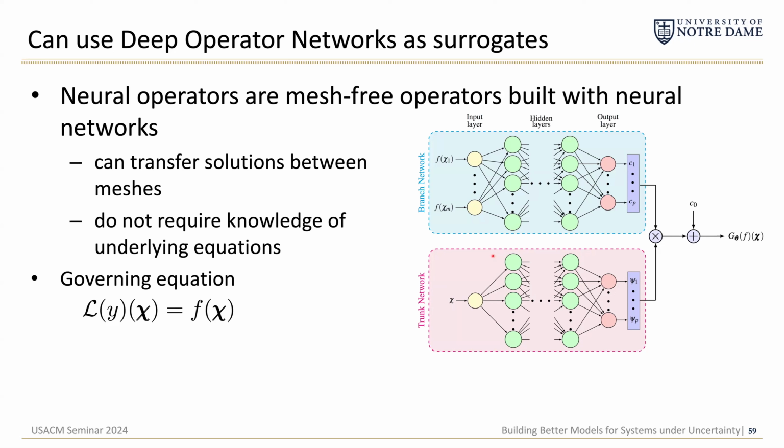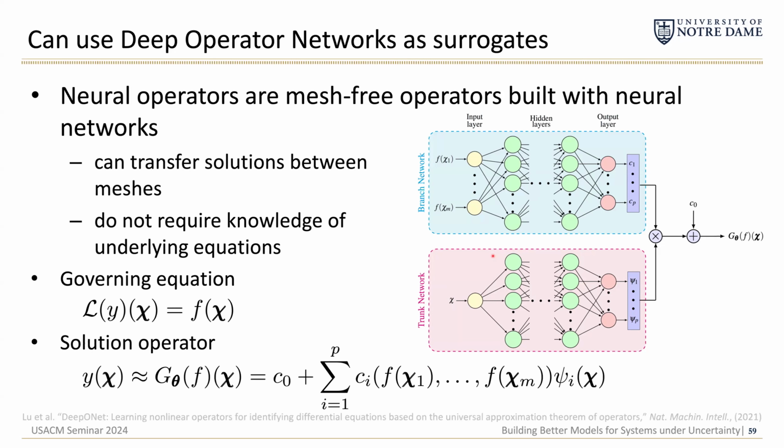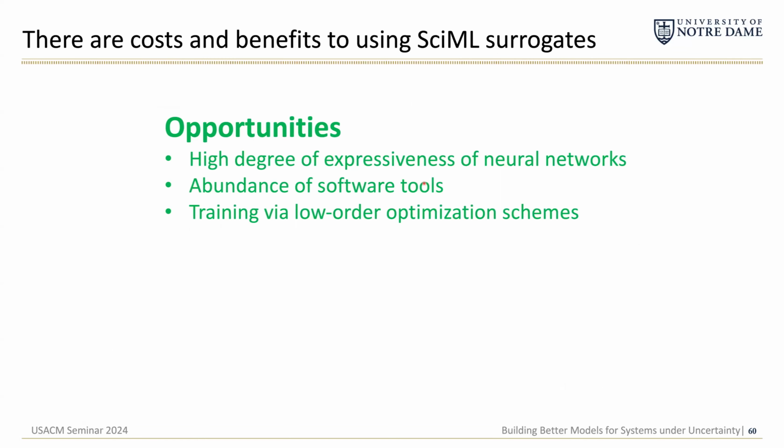So if we have just some general governing equation, given in an operator notation here, this happens to be a deep operator network. And what a deep operator network is trying to do is to approximate the solution operator for that governing equation. And in this case, a deep operator network, or DeepONet, does that using a trunk network and a branch network working together to come up with a solution operator approximation.